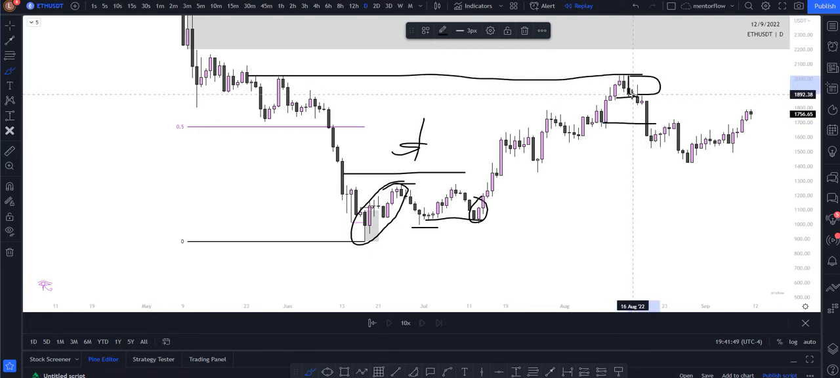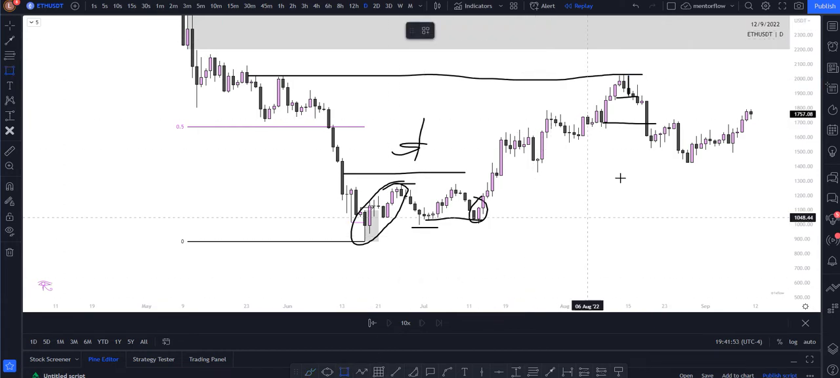Your area of supply is found on this move right here. It comes back up into that after breaking structure to the downside, into that area of supply, break structure to the downside, right? Creates more areas of supply that I'm looking for price to come back into, mitigate, possibly continue to the downside if it is shown.